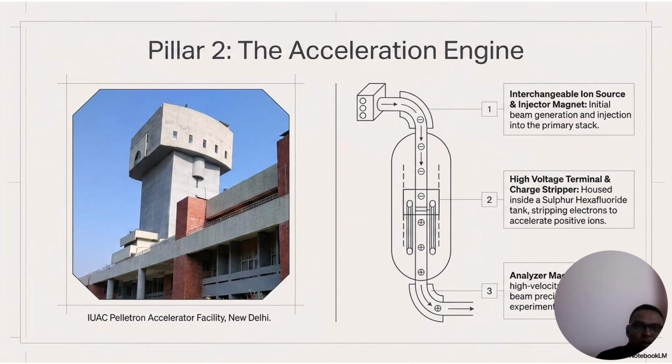The accelerator is used for these reactions, which is situated in the valley. The interchangeable ion source and injector magnet handle initial beam generation and injection into the primary stack. The high voltage terminal and charge stripper, housed inside a sulfur hexafluoride tank, strip electrons to accelerate positive ions. The analyzer magnet is used to direct the beam towards the target area.